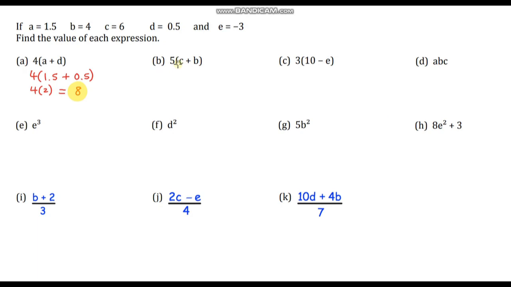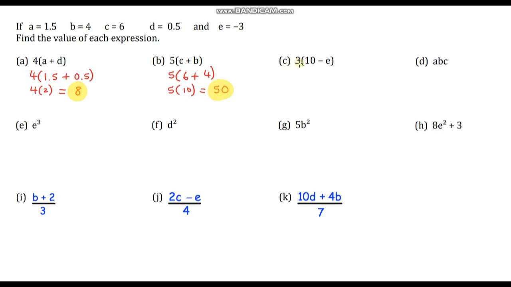Question B, we've got 5, and then in our brackets, we've got C plus B. So 5, and then inside the brackets, C is equal to 6. And then we're going to add on B, which is equal to 4. So again, the brackets first. 6 plus 4 is 10. So it's going to be 5 times 10. And 5 times 10 is 50.